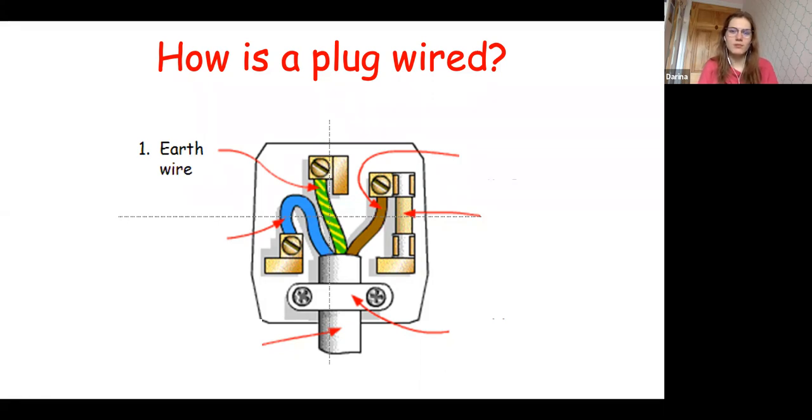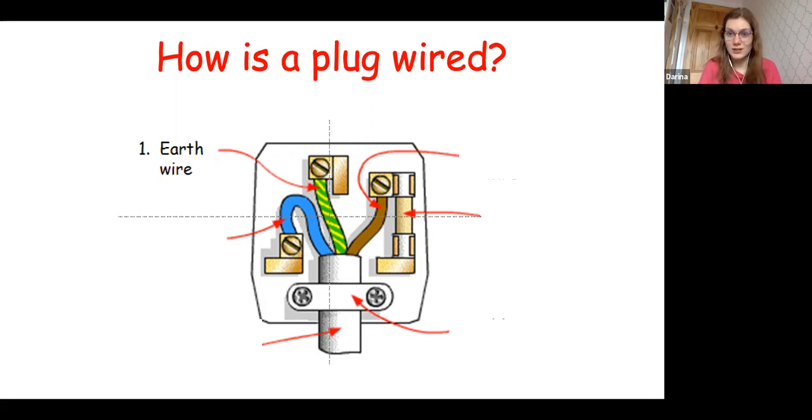Why do we need one? Can we just kick it out? Because the plug would probably still work without it. Okay, we've got some questions in. Well done, you guys. Right, okay, so well done.